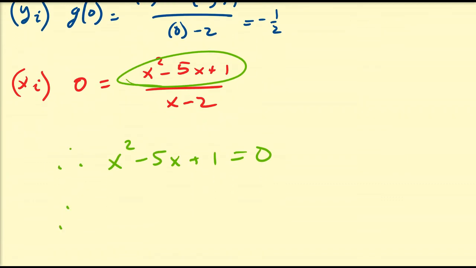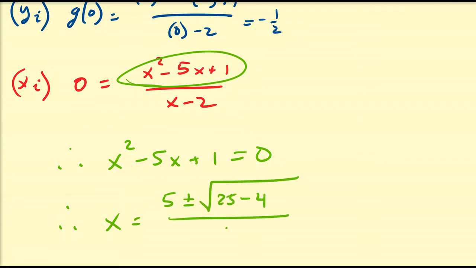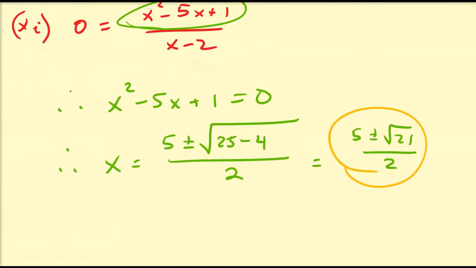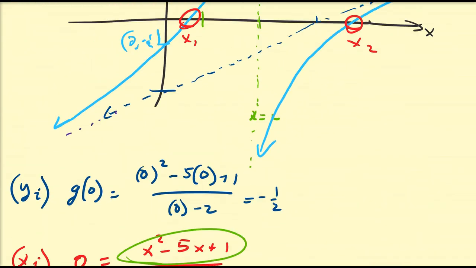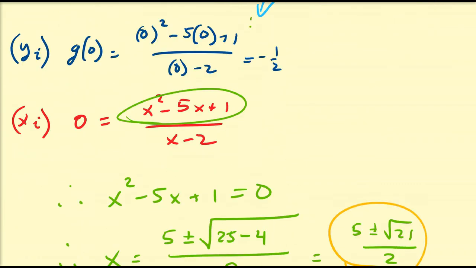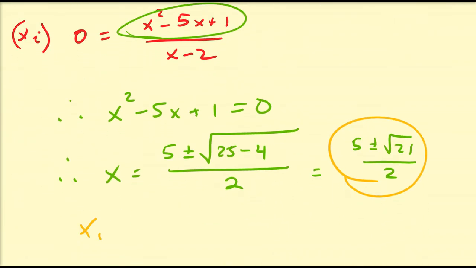So the quadratic formula will work pretty well here. So x is going to be equal to negative b plus or minus the square root of b squared minus 4ac all over 2a, which just simplifies to 5 plus or minus the square root of 21 all over 2. So x1 is going to be the lesser of the two, at least by my notation, and x2 is going to be the greater of the two. Therefore x1 is equal to 5 minus the square root of 21 over 2, and x2 is equal to 5 plus the square root of 21 over 2.